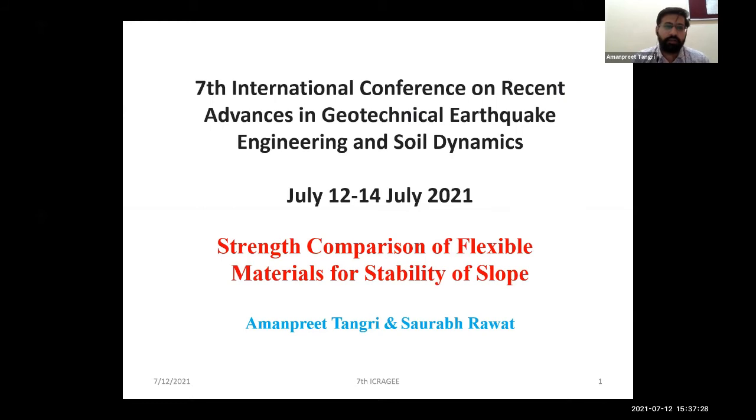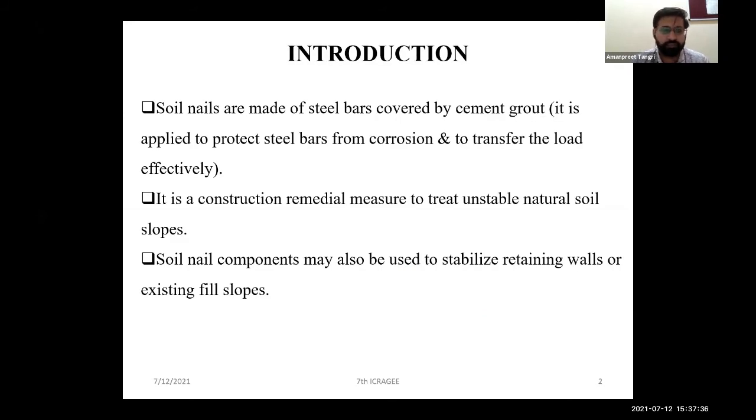So basically, my topic of this presentation is strength comparison of flexible material for the stability of the slope. So basically, I'm working on the part of soil nailing. So as we know that soil nails are basically made up of steel bars. Those are coated with a cement grout so that we could protect those particular bars from the corrosion, and they could be able to transfer the load effectively. So this particular soil nailing is used as a remedial technique so that we could treat certain unstable natural soil slope. And this particular soil nailing components could also be used for stabilizing, like we can use for the retaining walls or for the existing fill slopes.